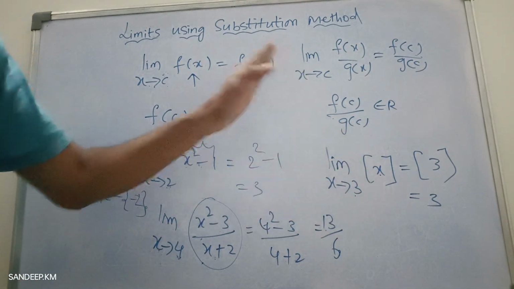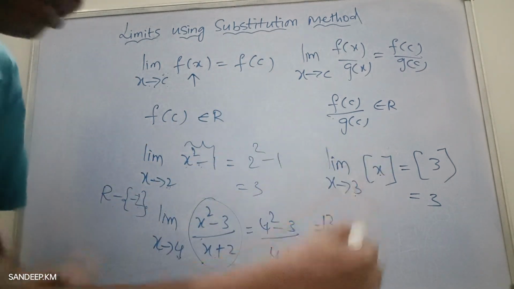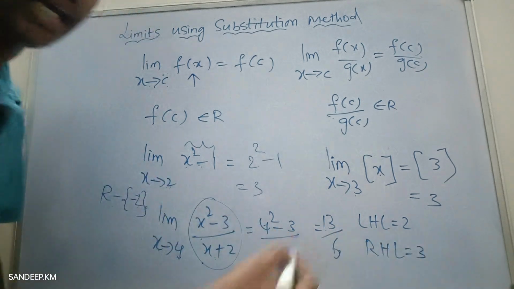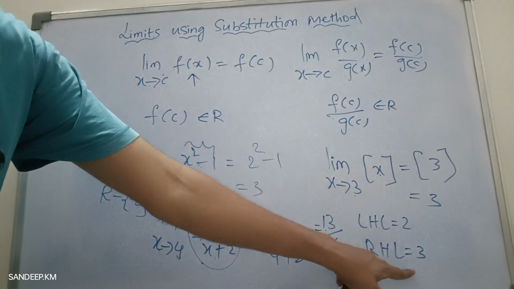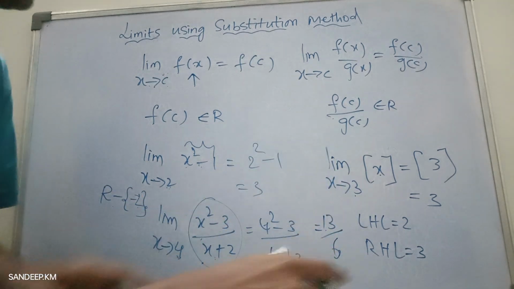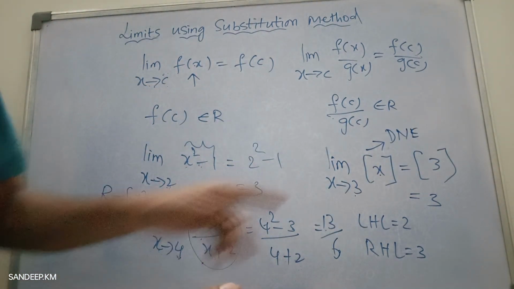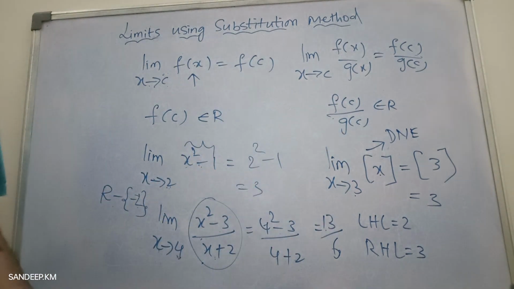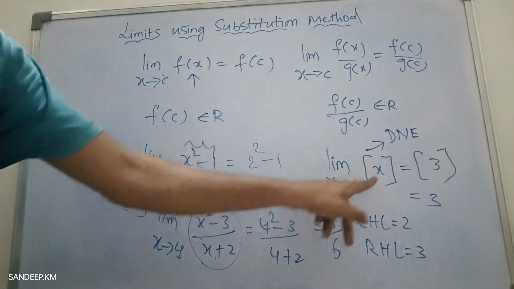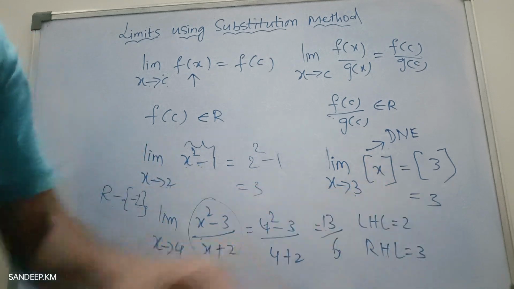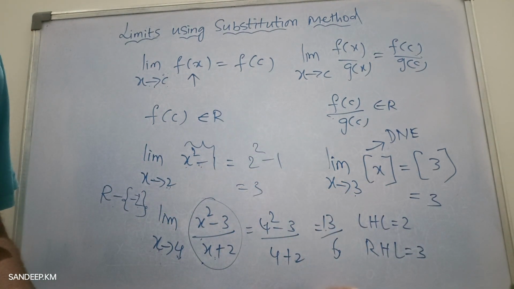You know already how to find this answer using LHL and RHL. In the left hand limit you will get the answer as 2, and in the right hand limit you will get the answer as 3. Left hand limit is not equal to right hand limit. That means the original answer for this question is: the limit does not exist. But some students will use the substitution method. They will substitute x as 3, say step 3 is 3, and say the answer is 3. But are you understanding, dear students, when to use the substitution method and when not to?